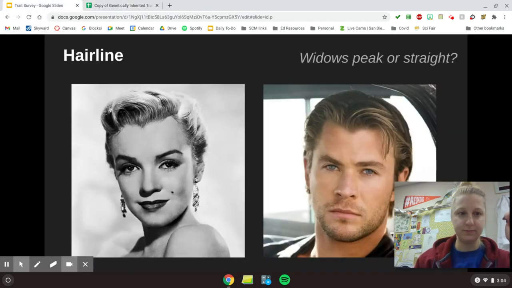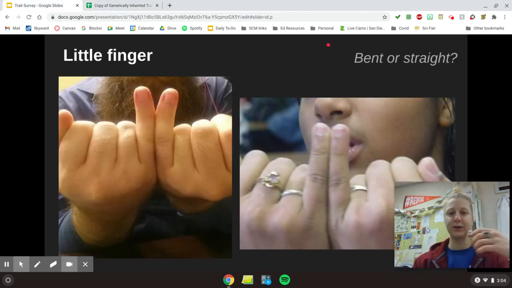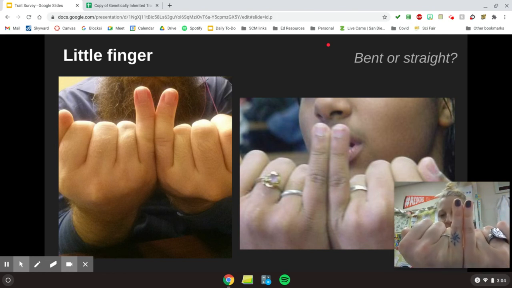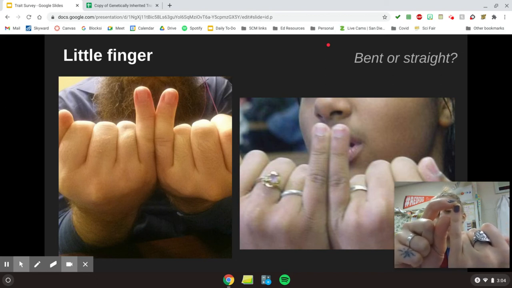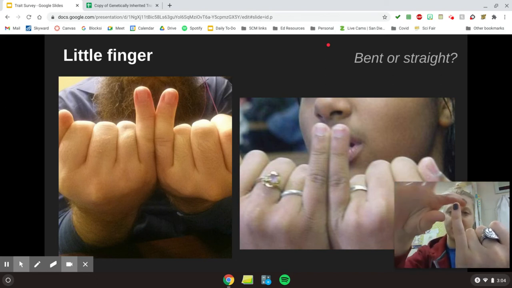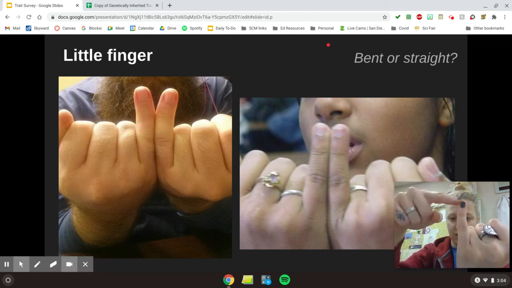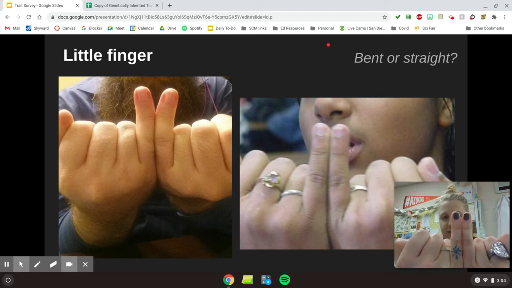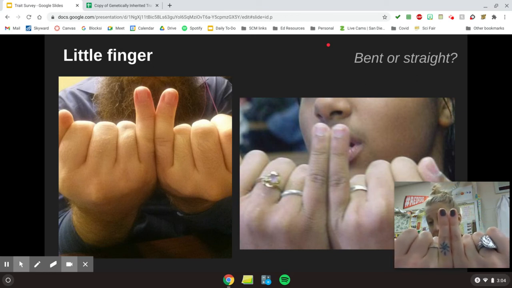Let's keep moving on. All right, little finger. For this one, you're going to put your fingers together like this, and we really just want to look at the top bit of the finger right here and determine whether we think it bends or not. When you hold them this way, they bend away from each other. So we can see the difference between where my pinkies are touching here and the gap that they have between them up here. I would call my pinkies bent.